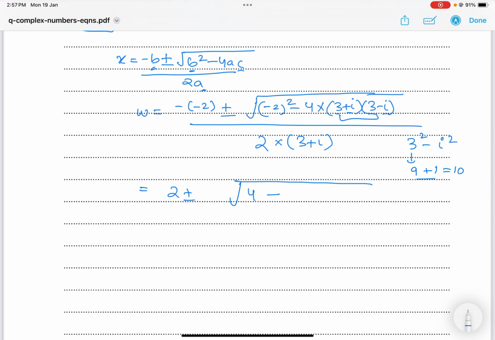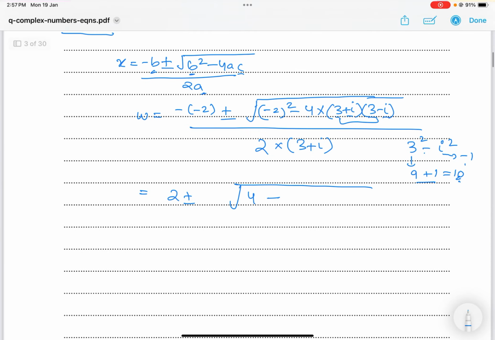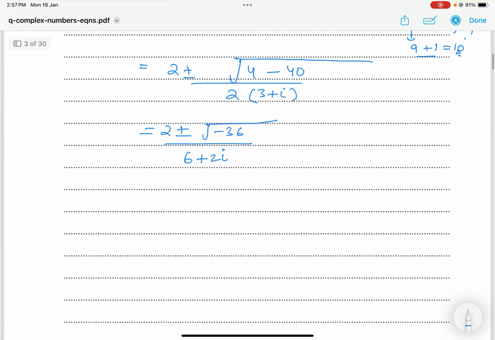How come 9 plus 1? Because the value of i square is negative 1. So negative, negative makes it positive, and we have 10 for it. Now we'll multiply this 10 by 4, so we will get 40. Yes or no? Upon twice of 3 plus i. This would give us 2 plus or minus square root of negative 36 upon 6 plus 2i. Yes or no? Now, look very carefully.